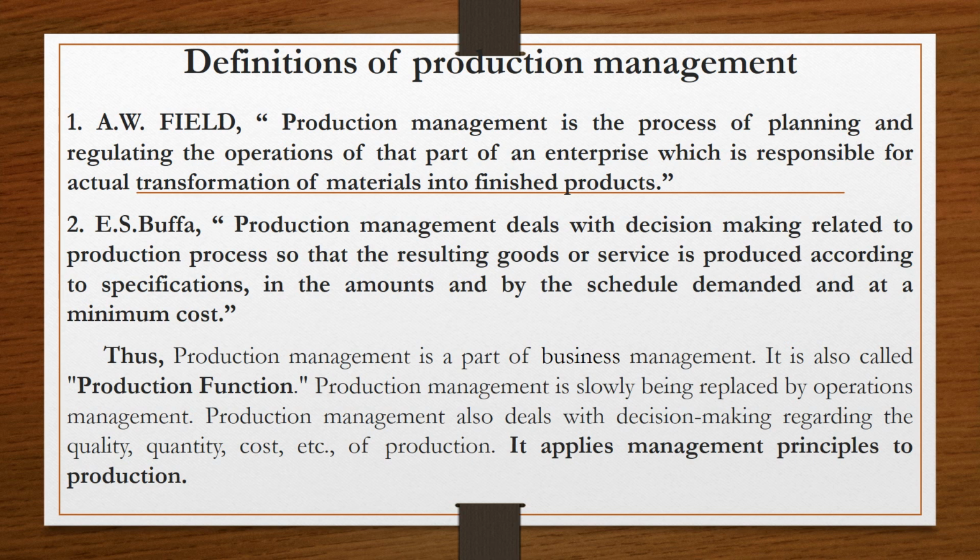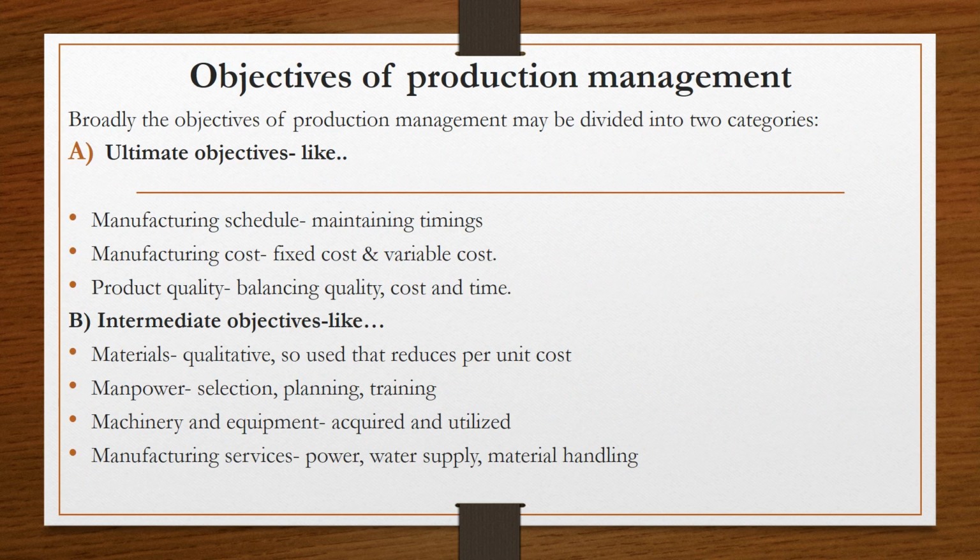So by now what we have studied is that production management also deals with decision making regarding the quality, quantity, cost, etc. of the production. And very important is the last line: it applies management principles to the production area. That means the principles of management, when you use them in production, and through them try to bring the best specified product in the best amount, in the scheduled timing, and with the minimum cost, this area of concern is known as production management.